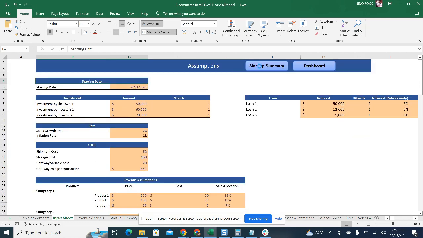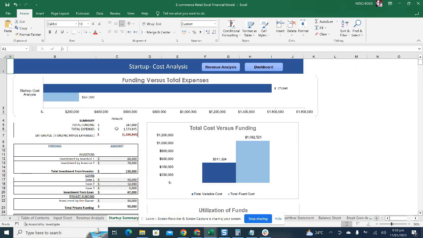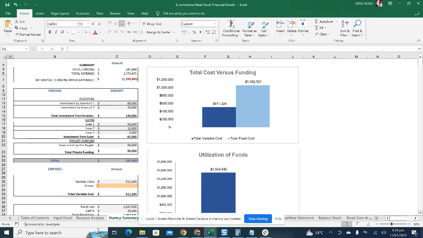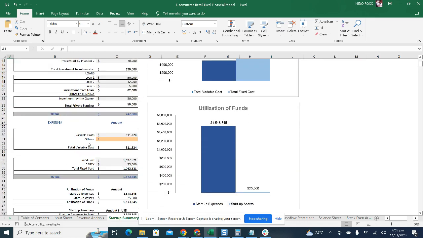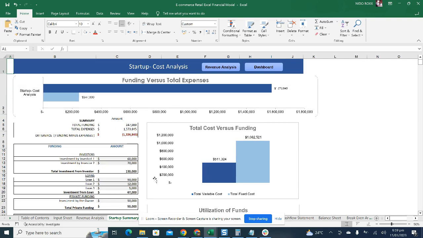Moving on to startup summary. It is the estimation of how much investment is required for the business. It enables you to know about your variable and fixed costs. As you can see, the graphical representation of variable and fixed cost and utilization of funds, which include startup expense and startup asset, will help you to analyze your startup cost.